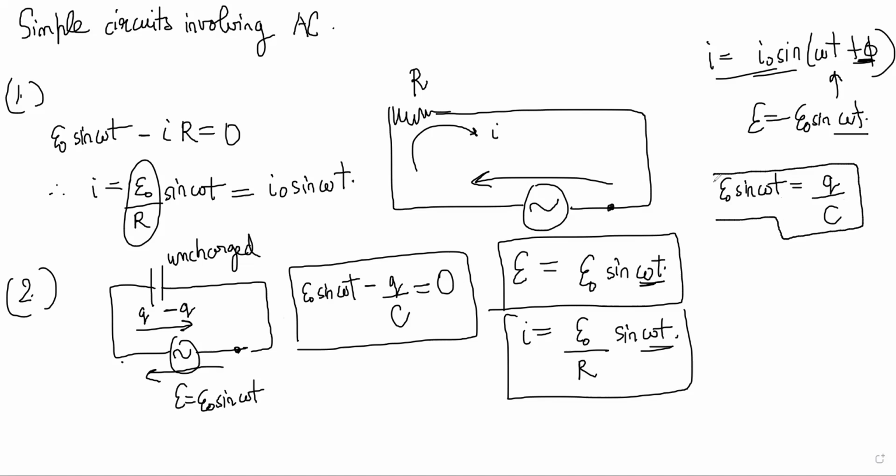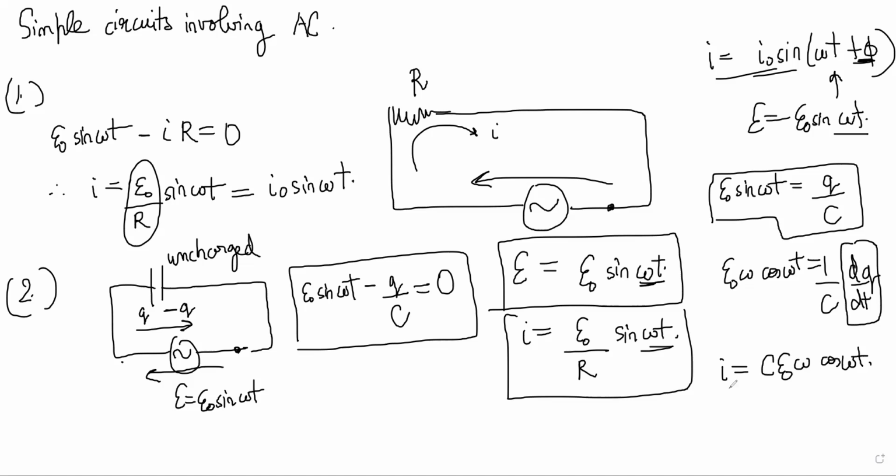Now we can differentiate this equation to get E naught omega cos omega t is equal to 1 by C dQ by dt. And dQ by dt is the rate at which the charge on the capacitor is increasing, which is also equal to the current in the circuit. So I is equal to C E naught omega cos omega t. We can write I as E naught by 1 by omega C, because that will go up and become C omega, into cos omega t, which can be written as sin omega t plus pi by 2, since sin omega t plus pi by 2 is equal to cos omega t.